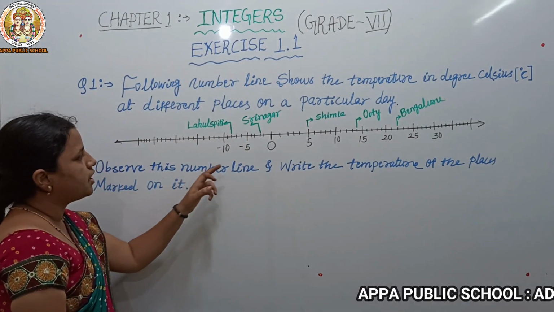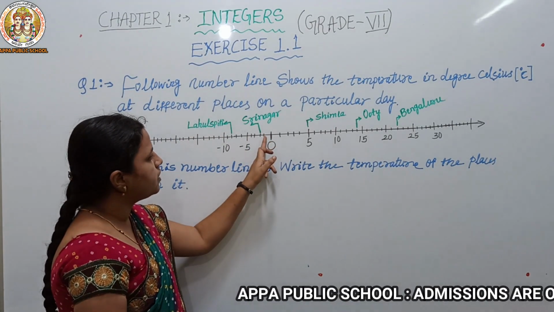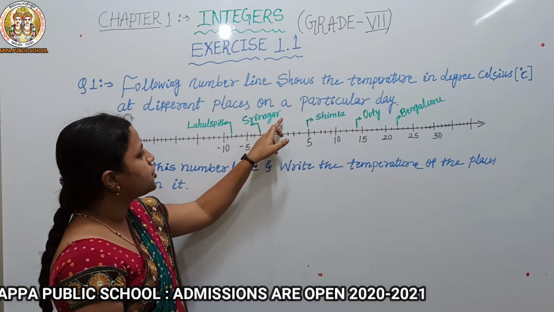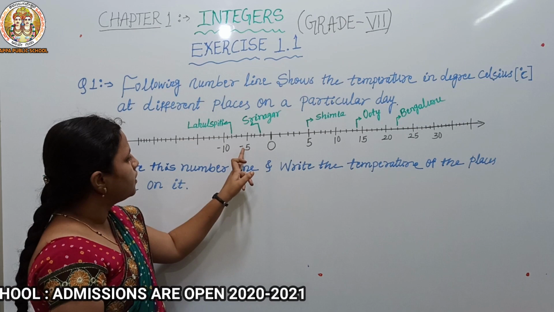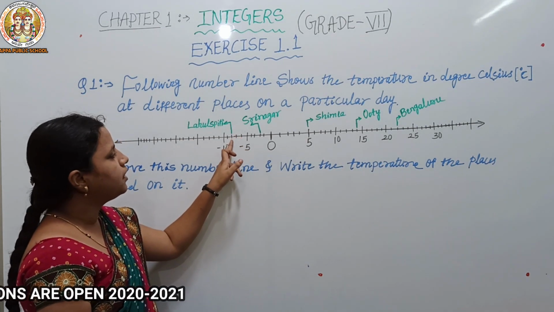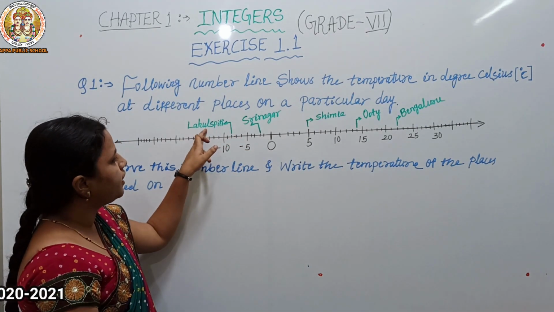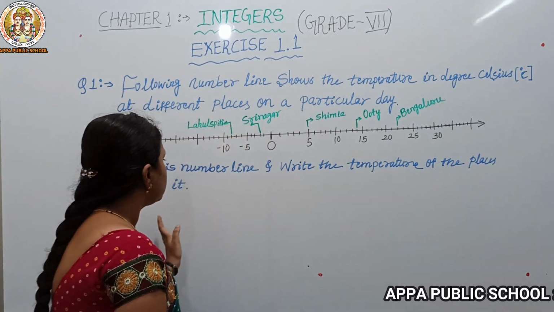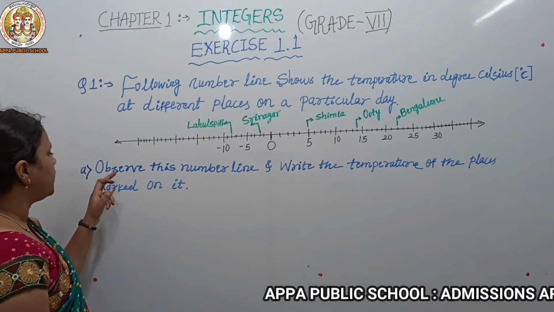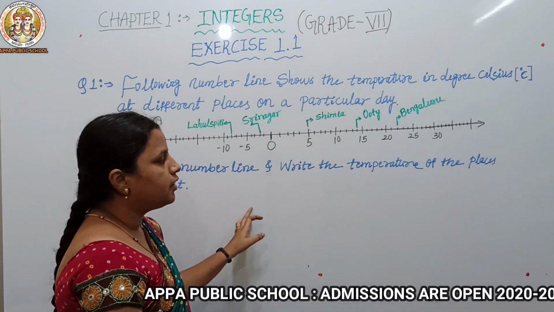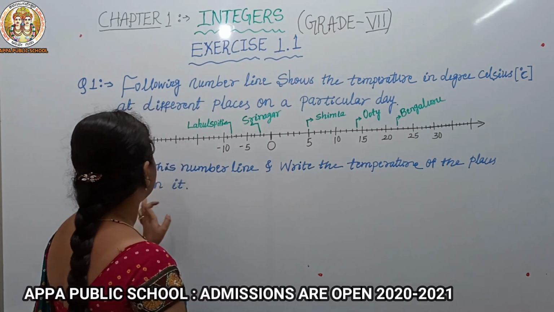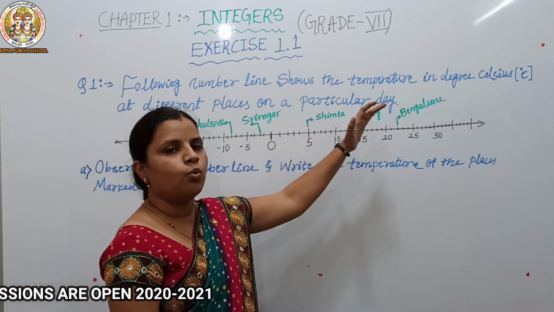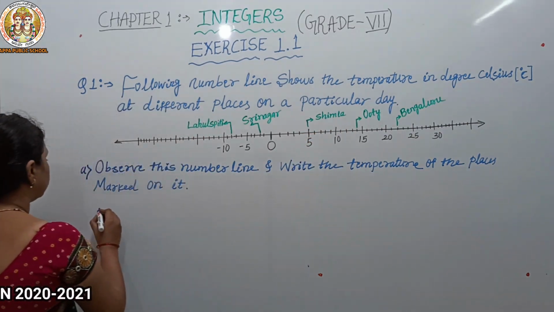And on the left hand side you see 0, -1, -2. At -2 degrees Celsius we have the place Srinagar. And after -5, -6, -7, -8. At -8 we have Lahaul Spiti. With this background we will solve the sub questions. The first sub question asks: observe this number line and write the temperature of the places marked on it. I just told you at what temperature each place is. Now we will solve it.